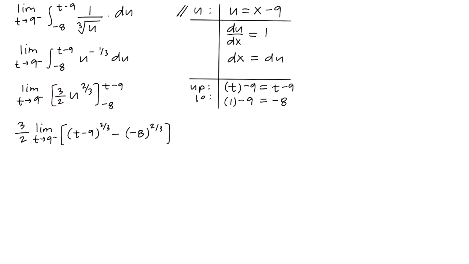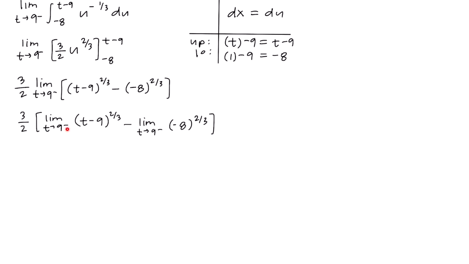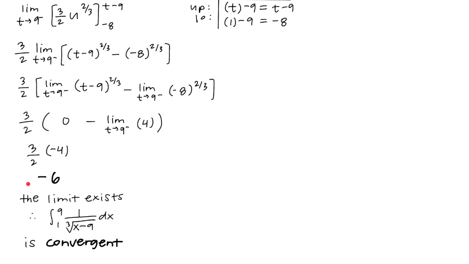So now we're going to take the limit of this first expression minus the limit of the second expression. As t approaches 9 from the left, this expression is going to go to 0. And then right here, we're going to take the cube root of negative 8, which is negative 2, and then square it and get 4. And the limit of 4 is just 4, so here we have 3/2 times negative 4. So we end up getting negative 6. So the limit exists, therefore the integral is convergent.